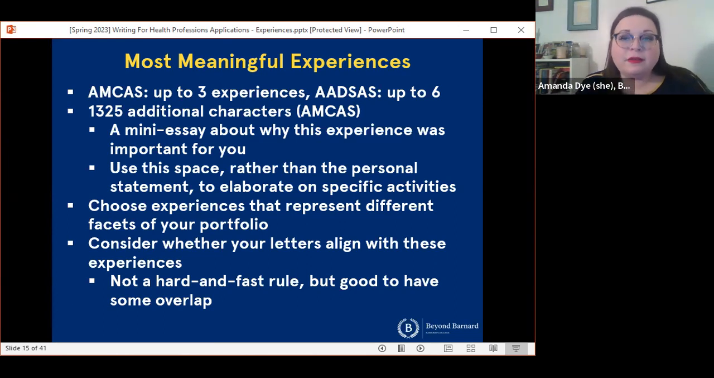And you can consider whether you have letters of recommendation that align with these experiences. To be clear, that's not a hard and fast rule by any stretch of the imagination. So there does not have to be a one-to-one correspondence between most meaningful activity and a letter of recommendation, but often most meaningful activities are places where you may have relationships with people who could be good letter writers.